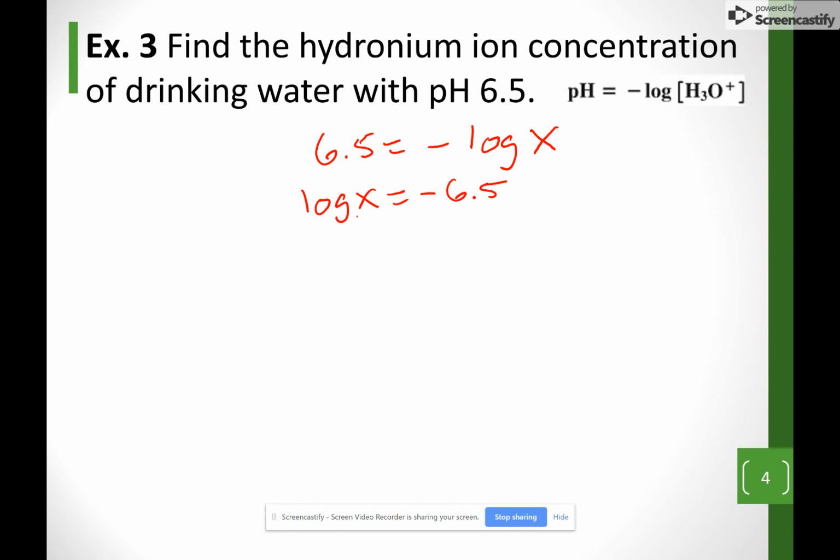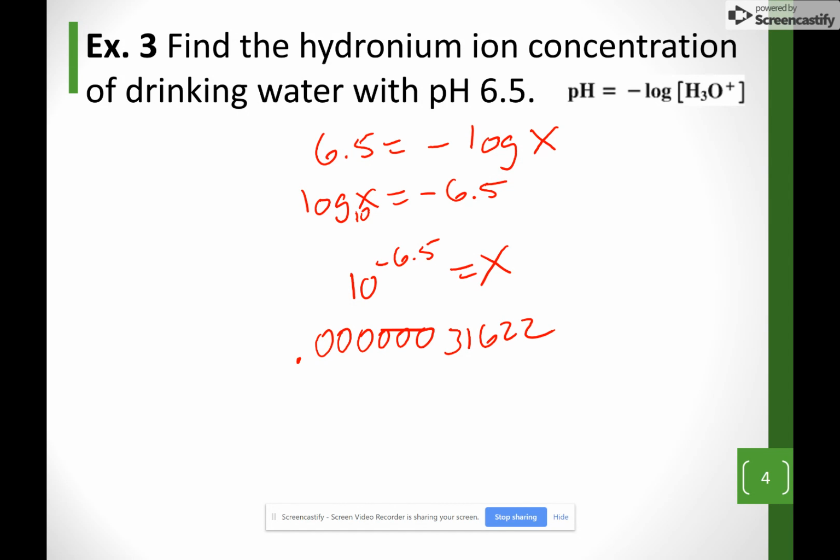Now, I know log is base 10. So let me rewrite this in exponential form. I'm going to write that 10 to the negative 6.5 is equal to X. I can type in those numbers, 10 to the negative 6.5, in my calculator. It gives me a decimal, point, let's see, 1, 2, 3, 4, 5, 6 zeros, then it says 3, 1, 6, 2, 2, and some more.